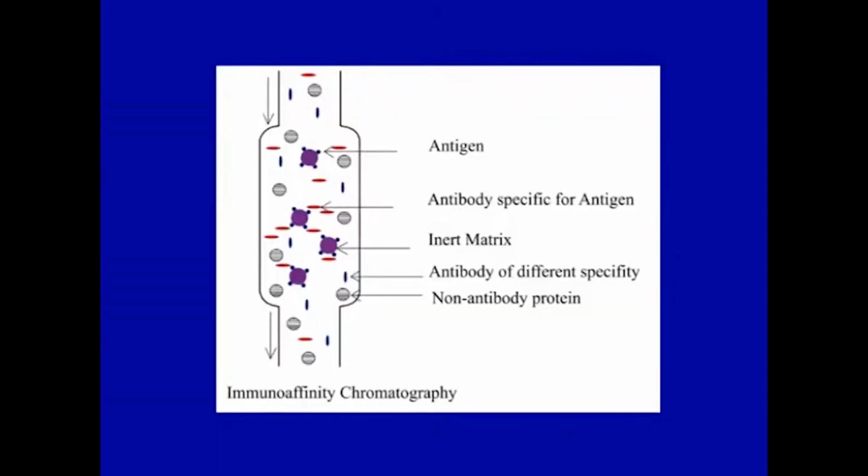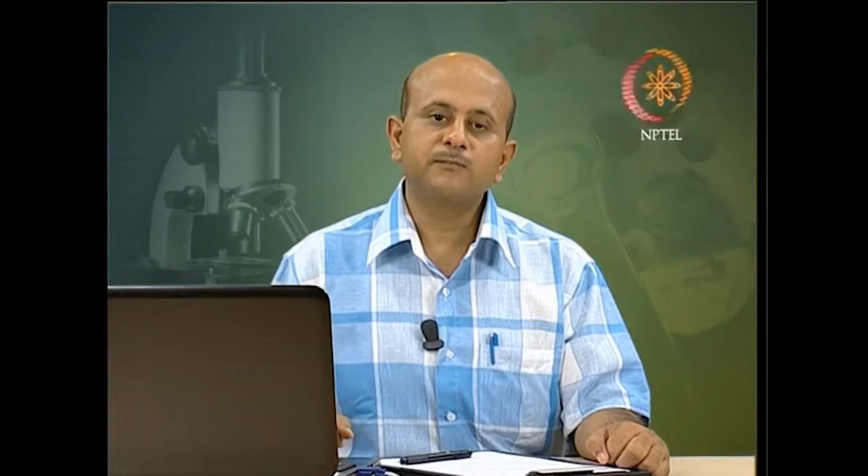As you can see on your screen in immunoaffinity chromatography, there is an antigen immobilized onto the matrix material. The specific antibody will bind to it, and then antibodies of different specificity could be brought in, and then they could be eluted by pH or other changes. So, immunoaffinity chromatography is another important form of affinity chromatography.